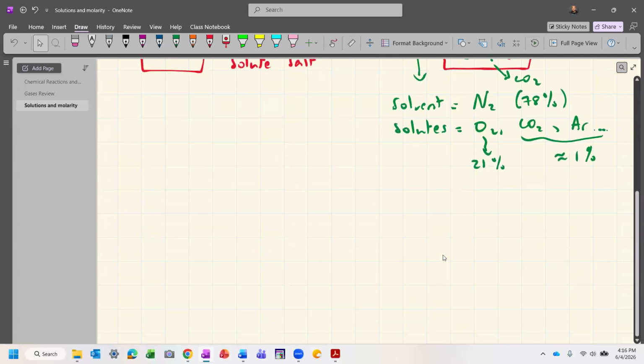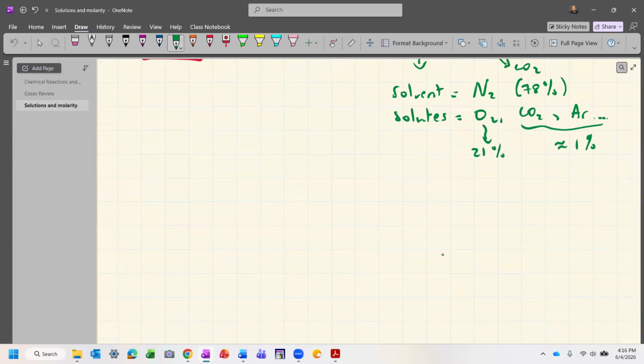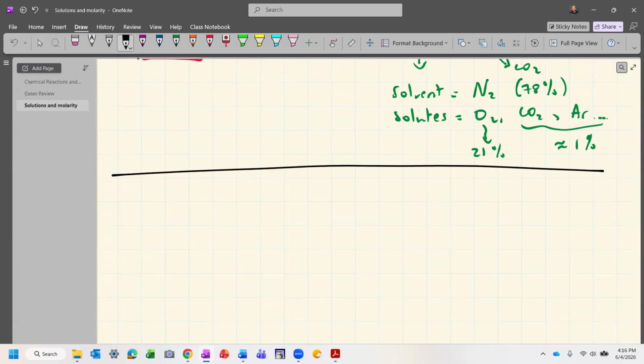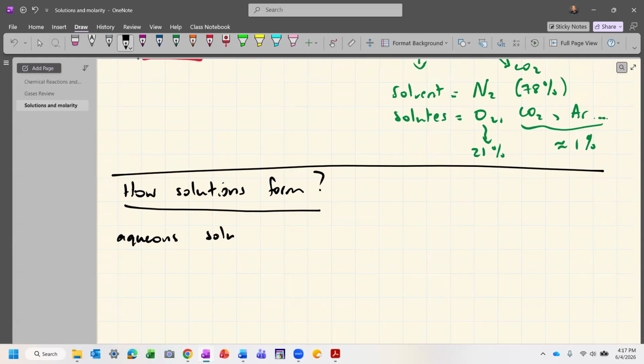Okay, so what happens when solutions form in the first place? So let's take a look at how that happens. Okay, so the key thing, and again, we're going to use aqueous solutions as our examples in most of our examples. So aqueous solutions, we abbreviate as AQ. And again, the term aqueous means that water is the solvent.